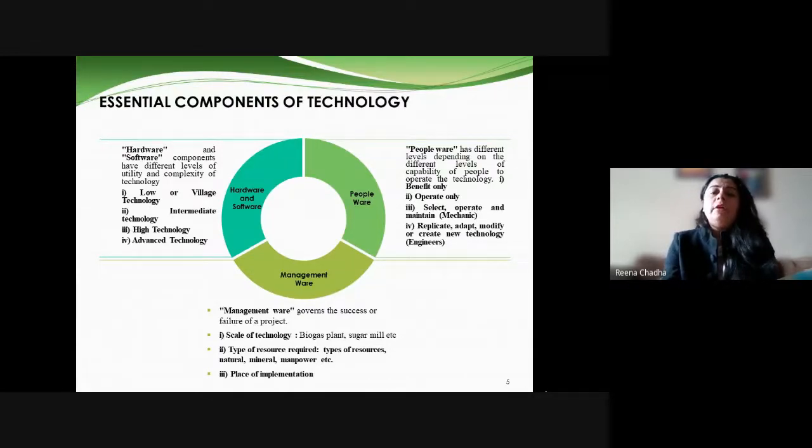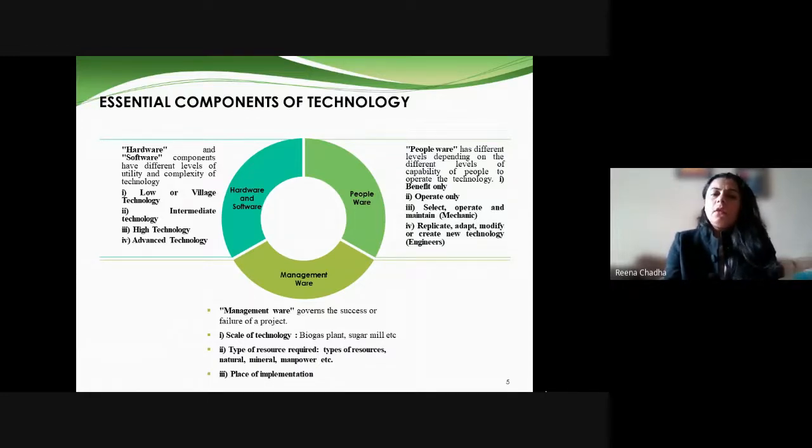And then we have engineers who can replicate, who can adapt, who can modify, who can create new technology. So I look at you people as engineers, as sustainable engineers who can identify, modify and replicate new technologies.